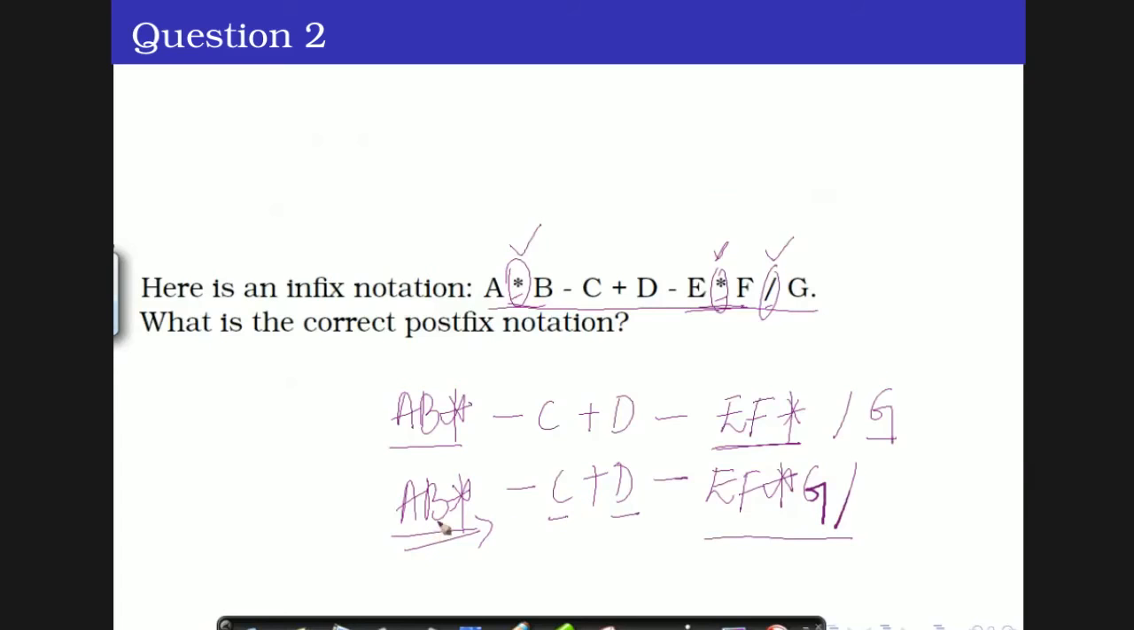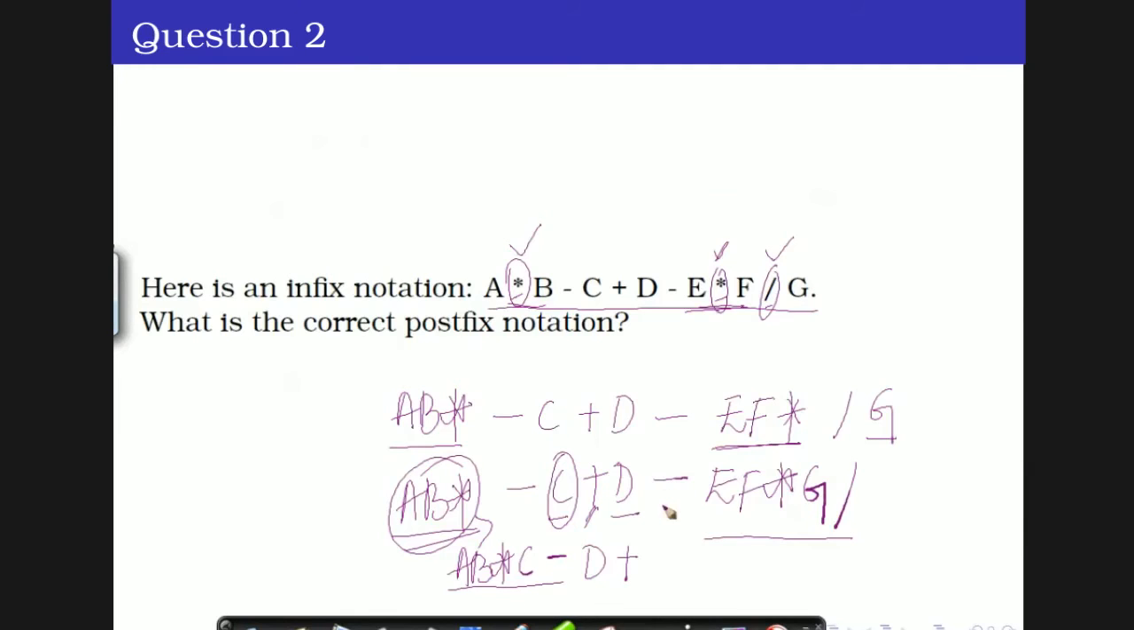So what happens? The operands AB multiplication and C will be taken to the left side, and the operator will be moved to the right side of these operands. And then now this has become one operand. Next, what operator will be performed? Plus will be converted. So what it will do? This has become one operand now, and then D, then plus will be moved to the right.